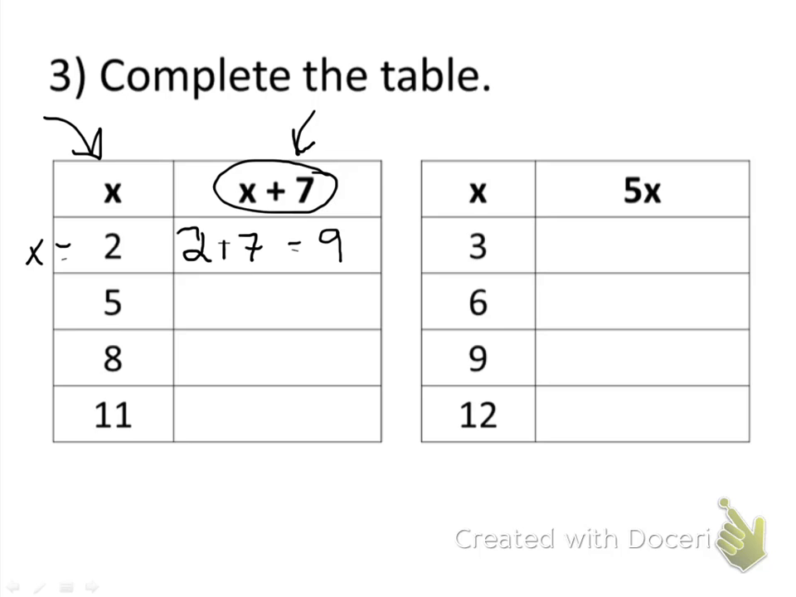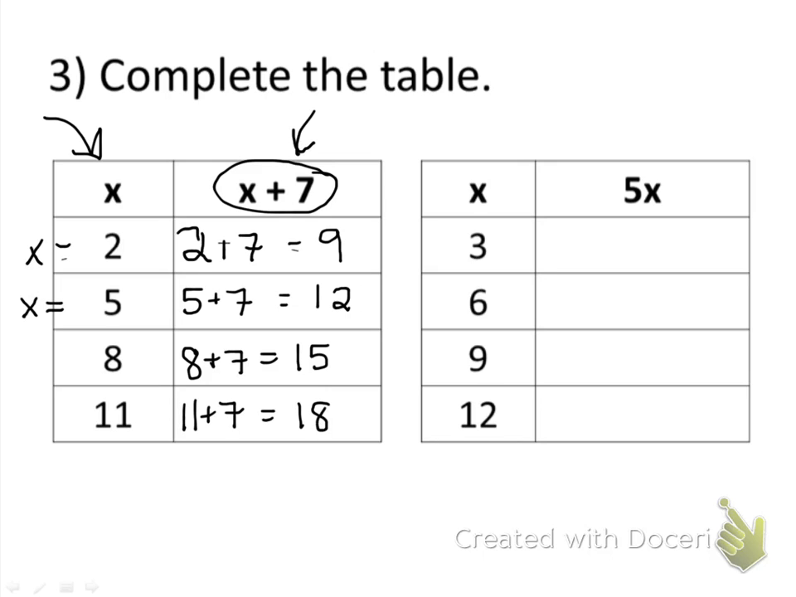The next one is 5, so let's pretend x was equal to 5. If x was equal to 5, we would have 5 plus 7, and 5 plus 7 gives us 12. So in our table, we'd write the 12. The next one, we have an 8 now. So we're saying if x was equal to 8, what would this expression give us? So it would be 8 plus 7, which is equal to 15. Next one, 11 plus 7. 11 plus 7 is equal to 18. And that's what we have to do for the table. We substitute in if x was equal to each of the values in our table.